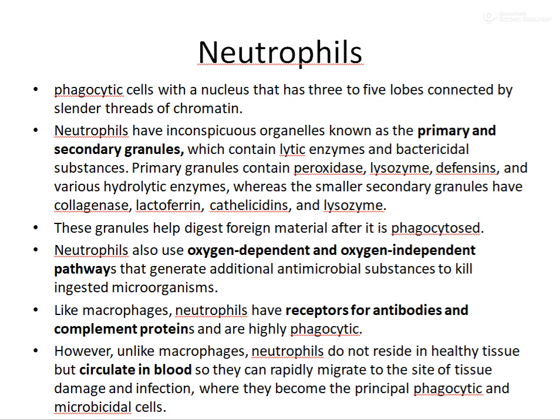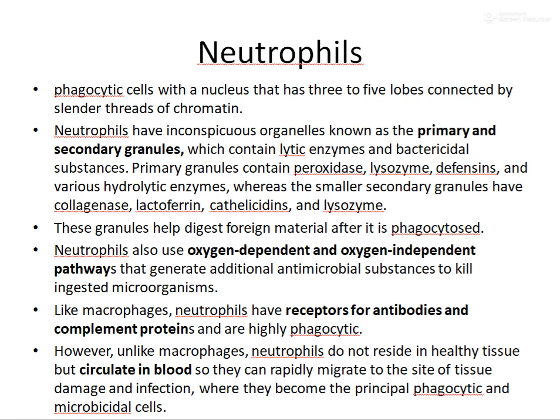Neutrophils also use an oxygen-dependent as well as an oxygen-independent pathway to kill the ingested microorganisms. And just like the macrophages, the neutrophils also have receptors for antibodies and the complement proteins, and they are highly phagocytic. So the process of opsonization could also be carried out by the neutrophils.